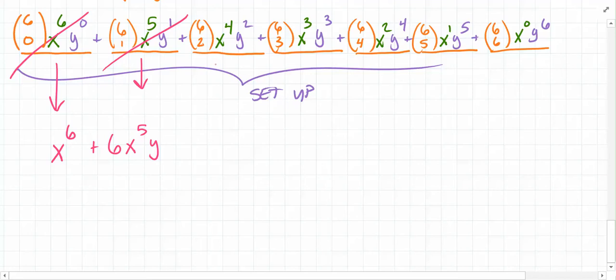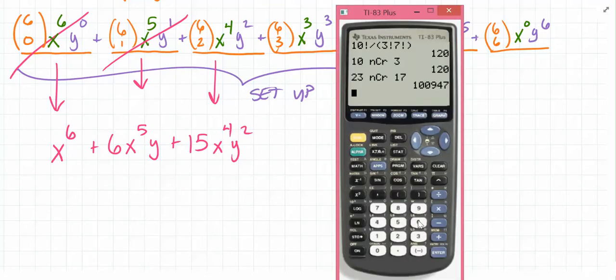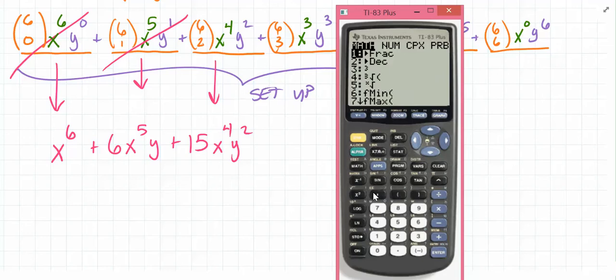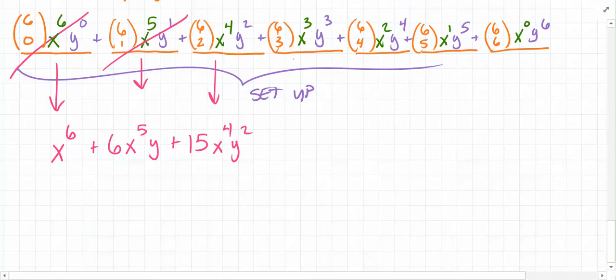15. Okay, 15. This is going to be plus 15 x to the 4th y squared. How do we know that? Because we know that 6 choose 2. Here we go. 6 math option over option 3. And then we want 2, which is a value of 15. There it is right there. Okay? What's this one going to be? This is going to be 20 x to the 3rd y to the 3rd.